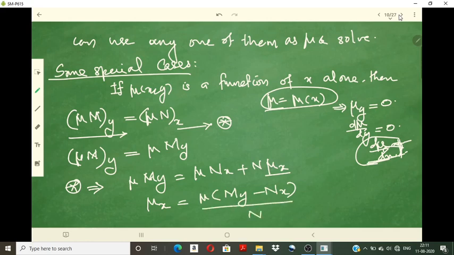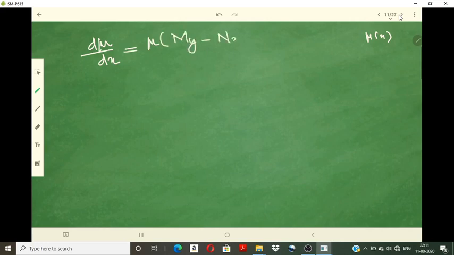So μ_x is equal to that, and one more thing we need to notice: here μ is a function of x alone, so no need of writing the partial derivative. We can write it as dμ/dx. So dμ/dx we obtain as μ into (M_y minus N_x) divided by N. Okay, so we have reduced the partial differential equation into this form.